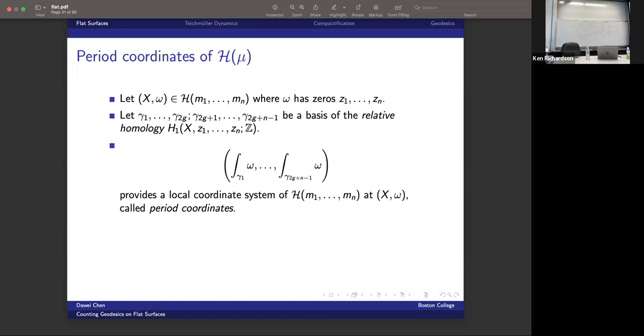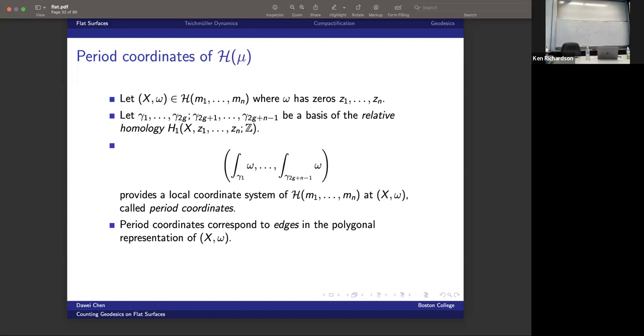I can tell you in a very short heuristic way to see that. They are called period coordinates, because these integrals in the literature are called periods. They basically correspond to the edges of the polygonal model of the flat surface. And why do I say they form a local coordinate system? If I perturb these complex numbers a little bit, that should provide deformations of this flat surface structure x, omega to nearby flat surfaces of the same type. I don't want to change mu, so m1 up to mn are preserved. And how do you deform the flat structure?